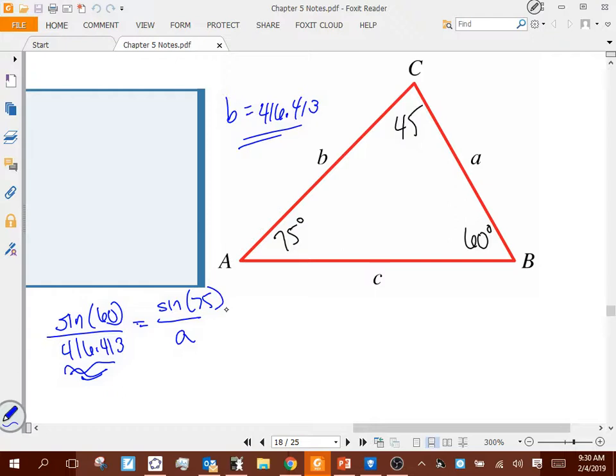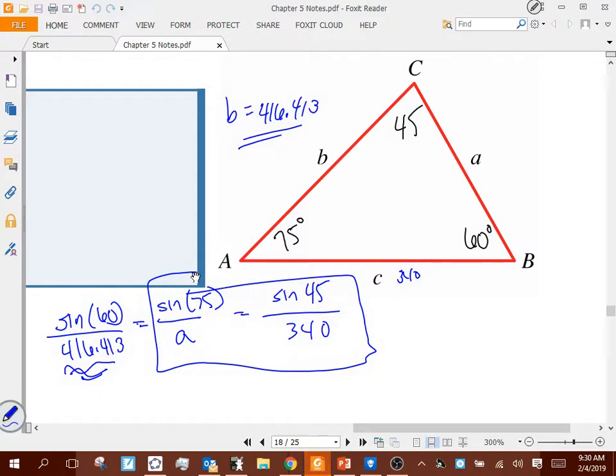Using the given values is probably the approach that most people are going to use, because we have three ratios that we could use, right? These three things are all equal: sine of 60 over 416, sine of 75 over A, and sine of 45 over 340. So I could use those, and that's what Derek is saying. Those were my given values. Those I know to be exact, right? So when I solve for A, it will be as accurate as possible.